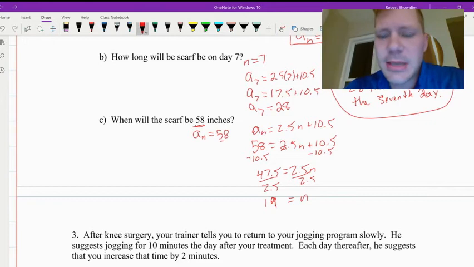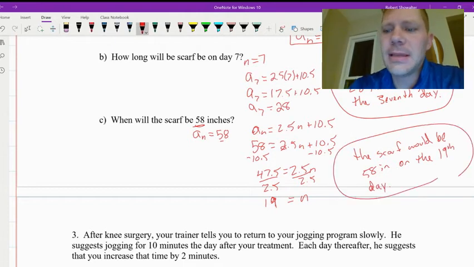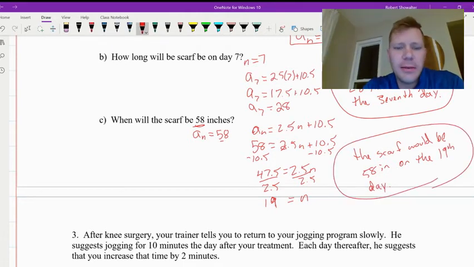So let's put that in context. So the scarf would be 58 inches on the 19th day. Back in context. Okay. Let's look at number 3, friends.